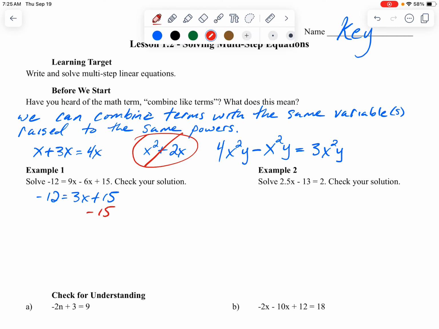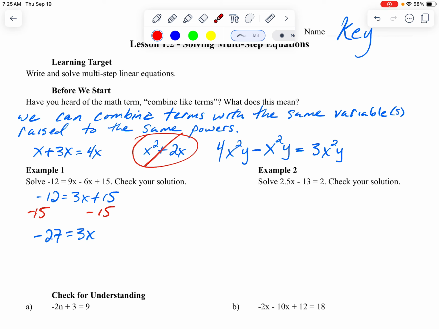Okay, so if I subtract 15, if I do it to one side, I have to do it to the other. On the left now, I have negative 12 minus 15, that's going to give me negative 27. And on the right side, I'm just left with 3x. Because if I have 15 and I subtract 15, I have nothing left.